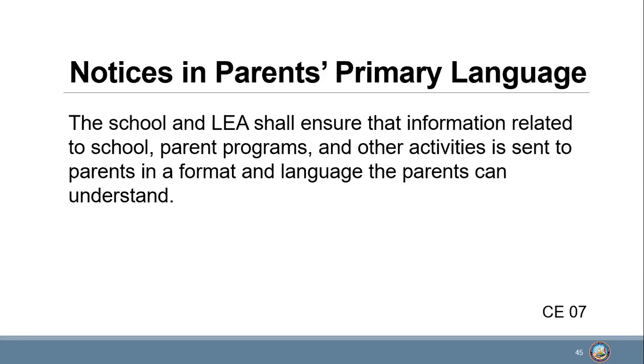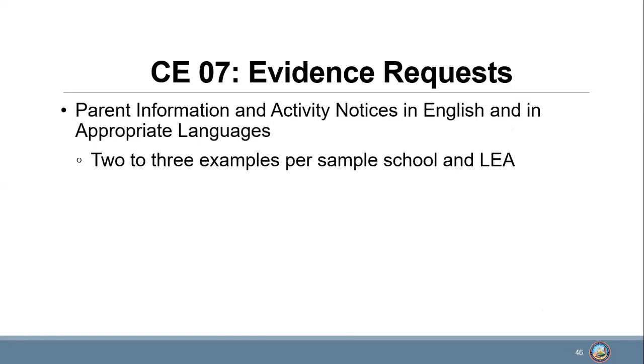This is one of those items that are quite straightforward, and there are a few of them in this instrument. This is just notices in parents' primary languages, whatever primary languages are used and needed at your community, at your district. So you could see the requirement that you're required to ensure that information related to school and everything else is sent in the language that the parents can understand. In this case, it's the primary language. In other words, a language other than English.